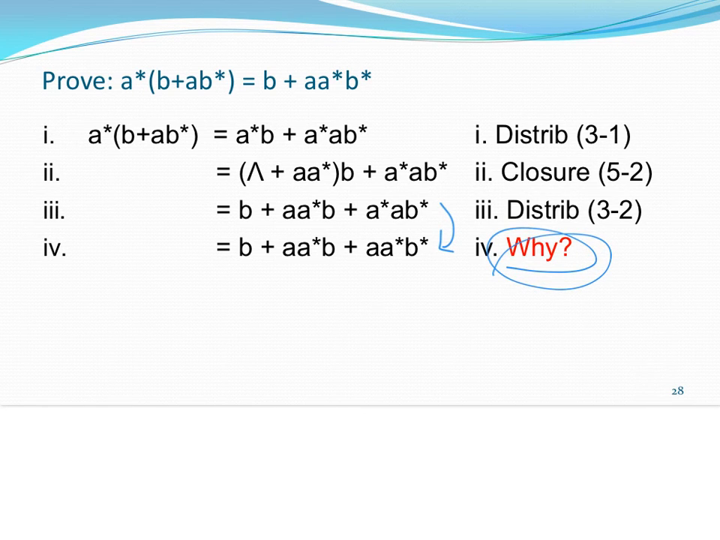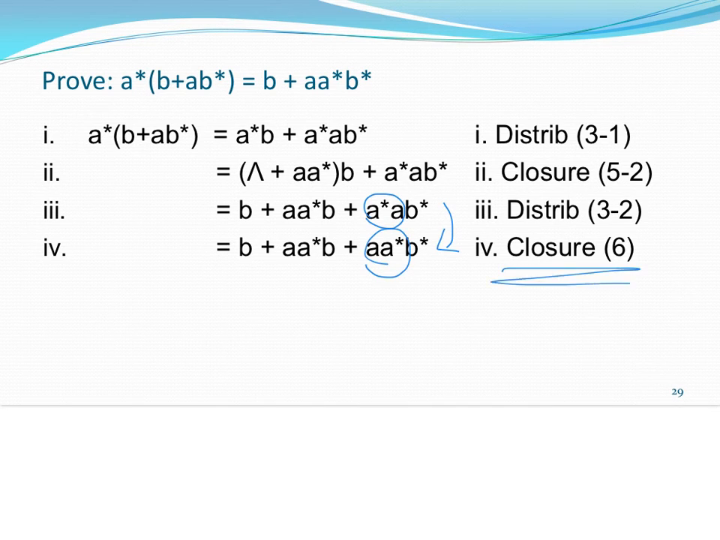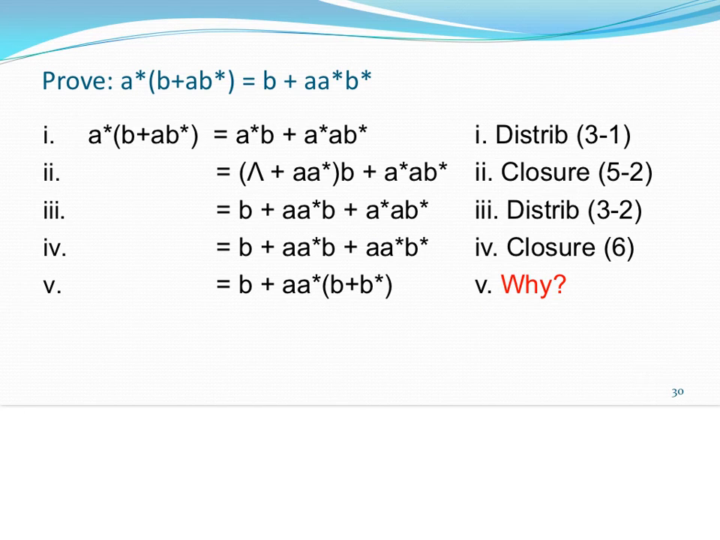Pause the video. Figure it out before you go to the next slide. And you can see that the only difference between these two is that I went from A star A here to AA star, and that is indeed what we're allowed to do based on closure 6. So now tell me why I'm allowed to make that jump.